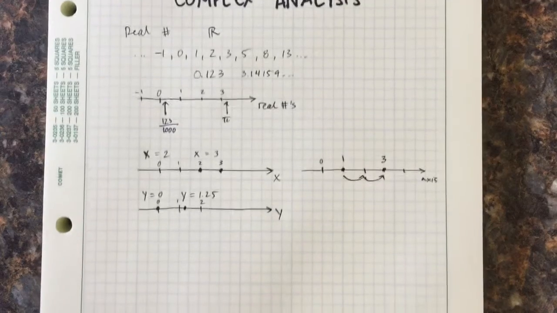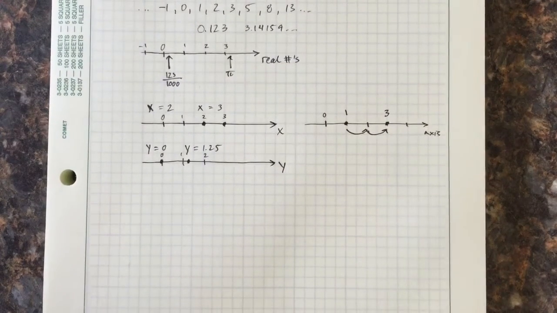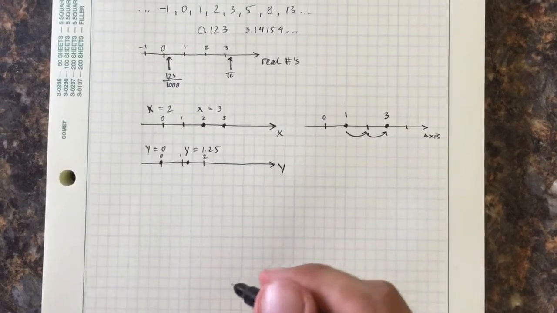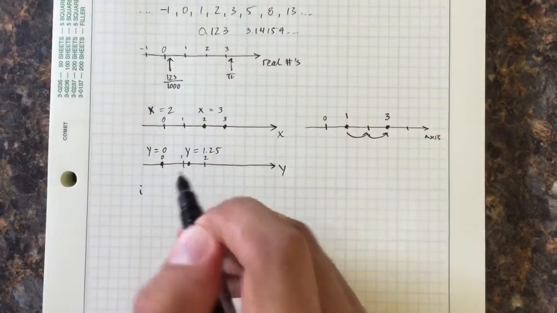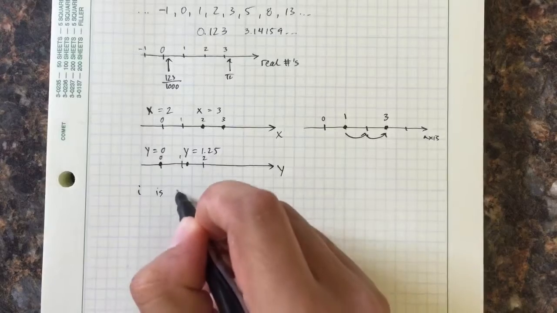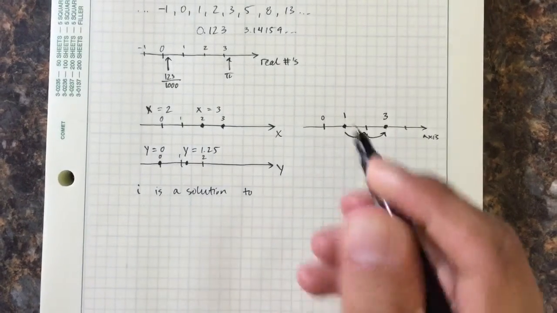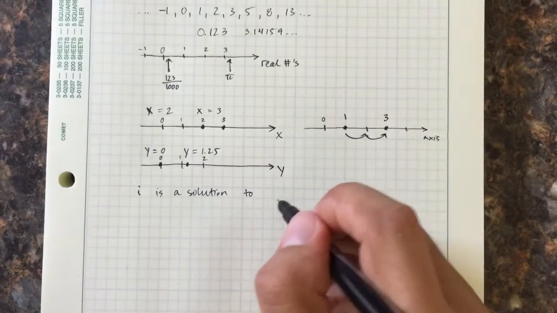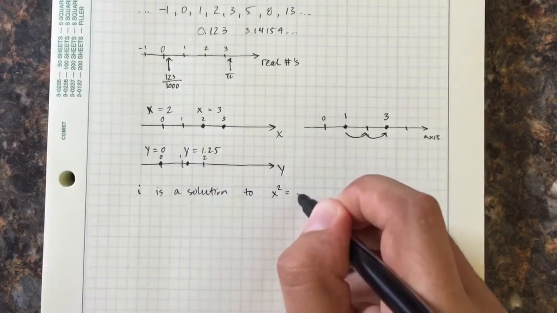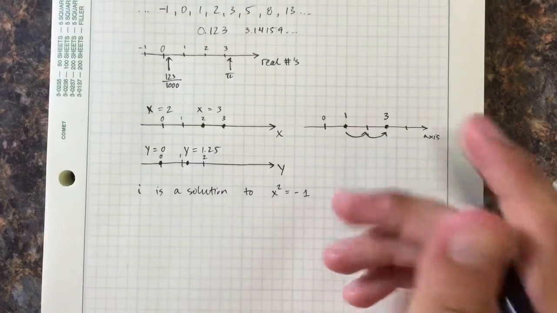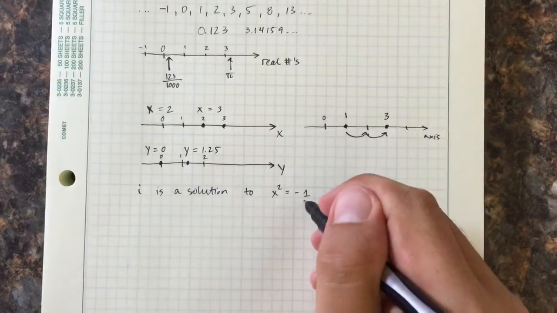Now, a quick reminder for those who did not know or who forgot what an imaginary number is. The imaginary number i is a solution to this equation: x squared equals -1. Usually we cannot square things and get a negative number.